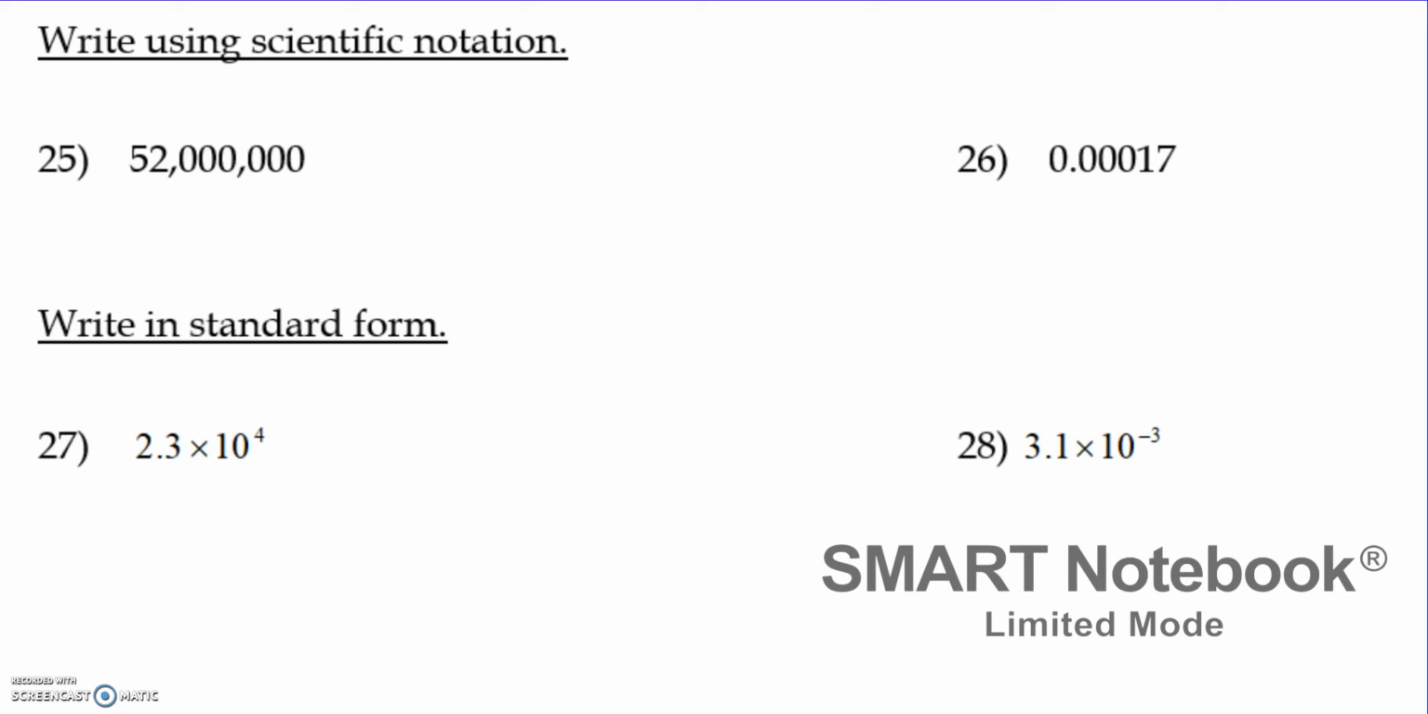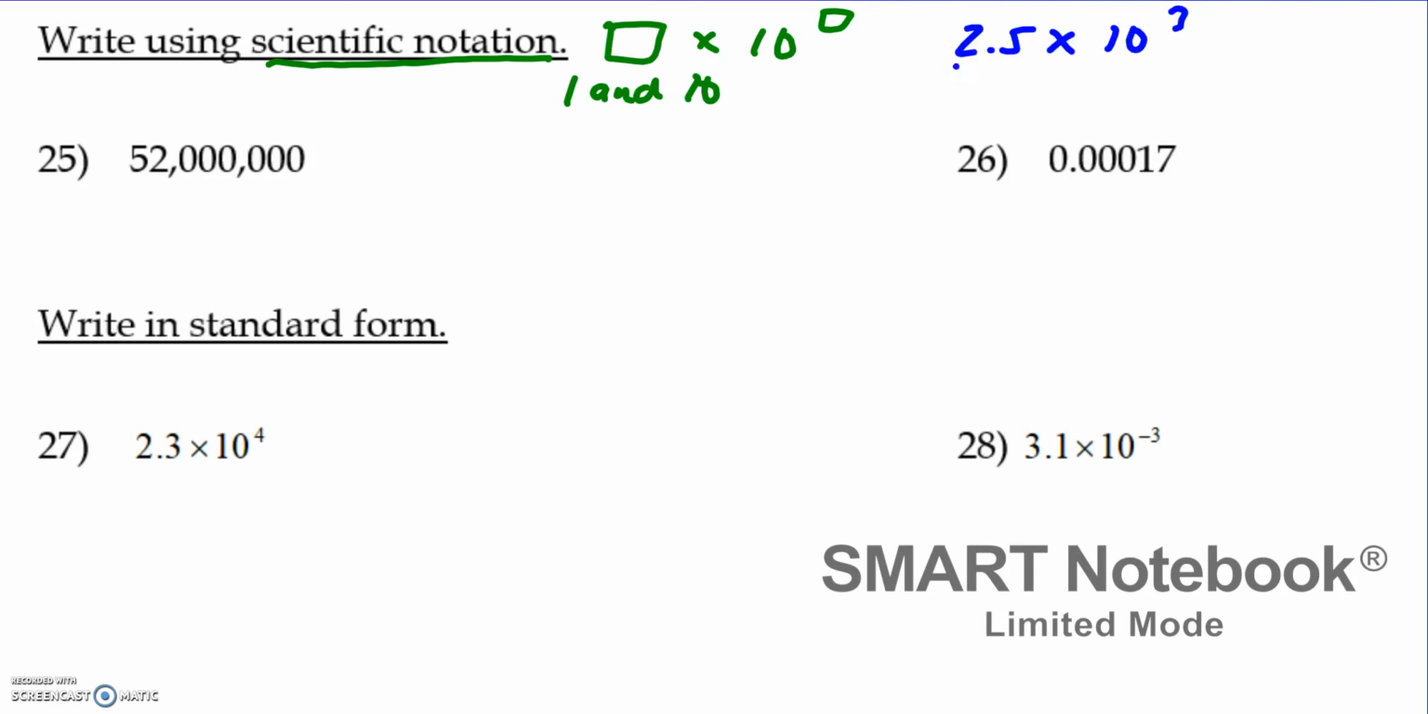So if we start here with number 25, it's asking us to write these numbers in scientific notation. In order to be in scientific notation, we need this first number to be between 1 and 10, and it's a number times 10 to a particular power. An example of something in scientific notation is 2.5 times 10 to the third, because this first number is between 1 and 10, and we have times 10 to a power.